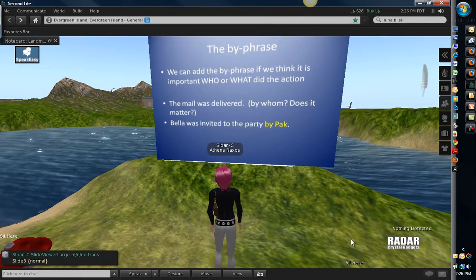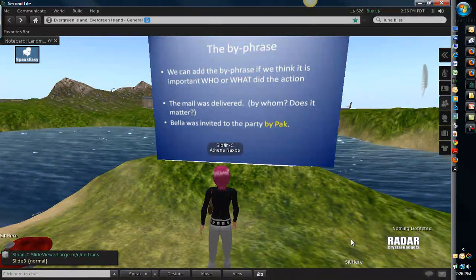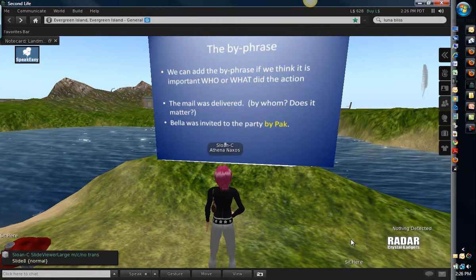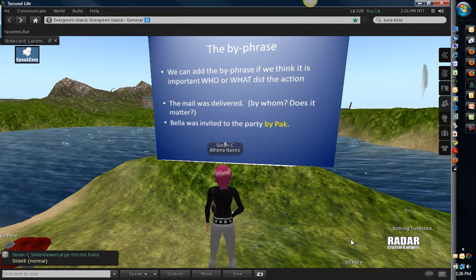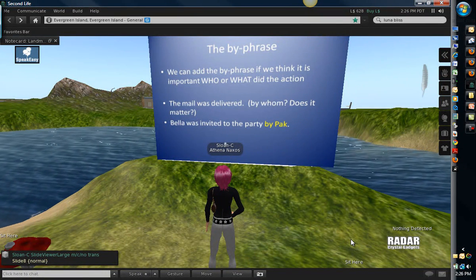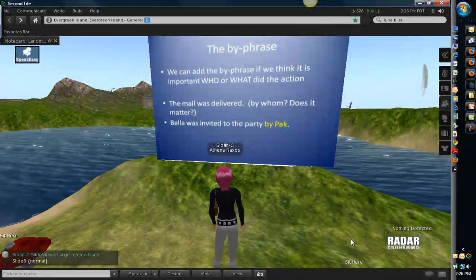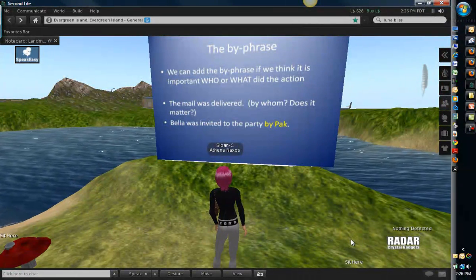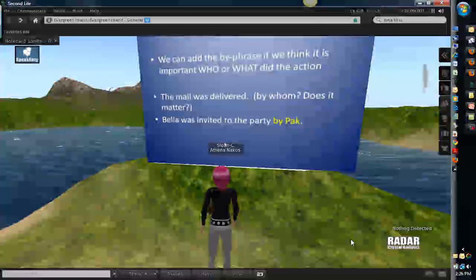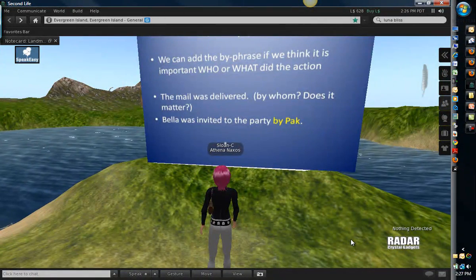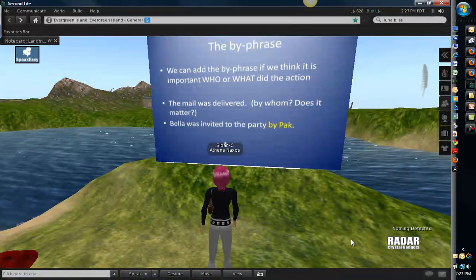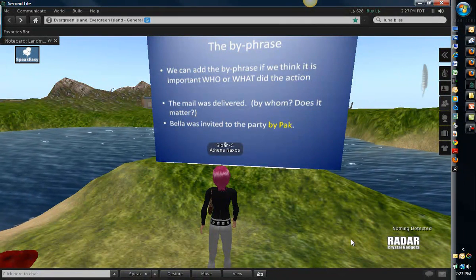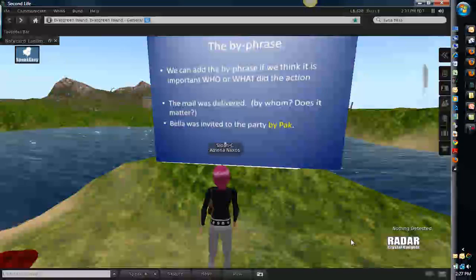So, how do we make a passive sentence? What do we do with the subject when we make a passive sentence and we take the subject and move it out of its first place? We can put it in what's called a by phrase. We can add the by phrase if we think it's important who or what did the action. We don't have to, we can just leave the subject out, but if we want to, we can add a by phrase. So let's look at this.